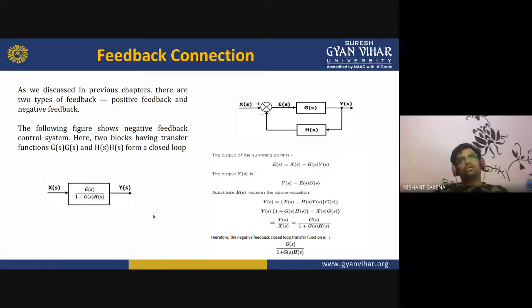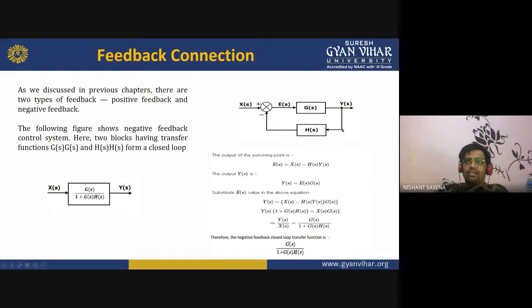Moving further towards the feedback connections. Now another important basic element for building a block diagram is the feedback connection. We have discussed in the previous sections and chapters that there are two types of feedback. One is the positive feedback and another is the negative feedback. Let me rejuvenate this concept. Look at this diagram.